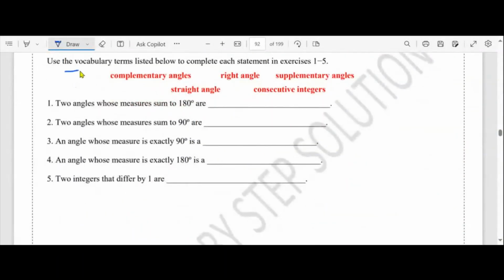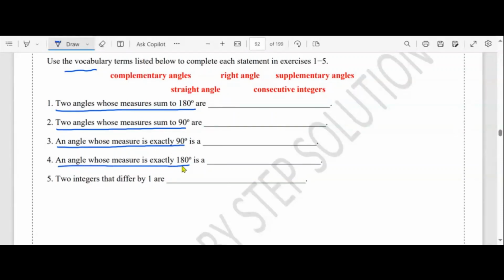Let's take a look at the vocabulary. Two angles whose measurement sum is 180. Both of them, their sum is what? 180. Two angles whose measurement sum is 90. An angle whose measurement is exactly 90. An angle whose measurement is exactly 180. Two integers that differ by 1 are.